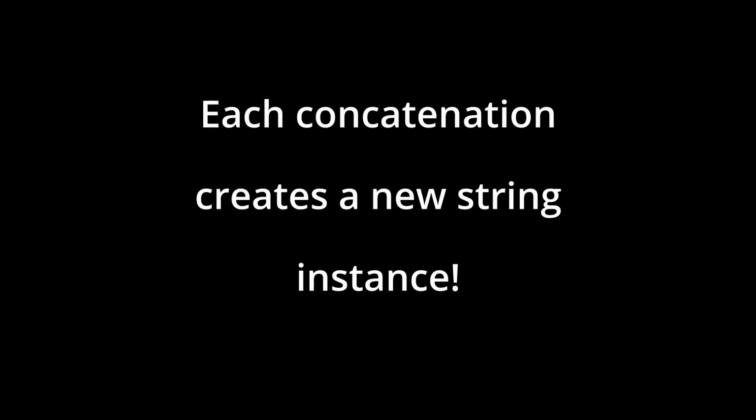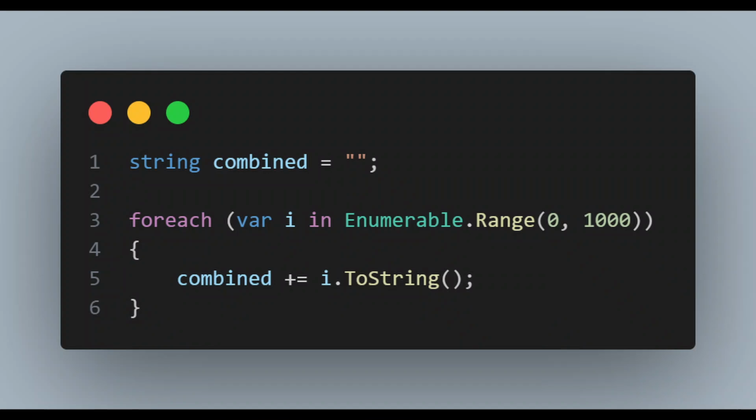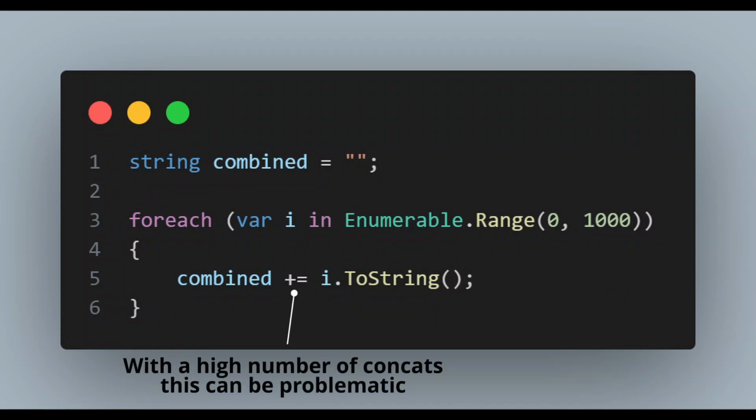Why is that? Well, because strings in C# are immutable, meaning that each concatenation creates a new string instance in memory, leading to increased memory allocation and garbage collection. If you're concatenating a large number of strings in a for each loop, for example, this can be problematic.